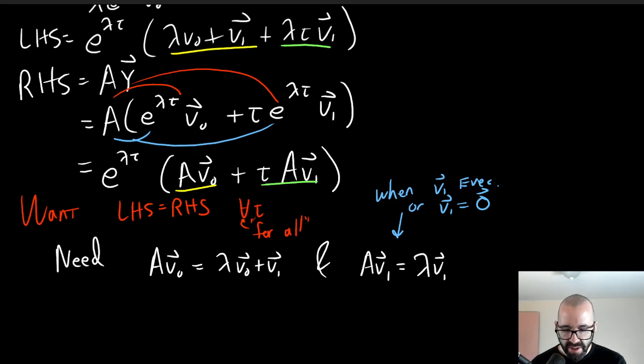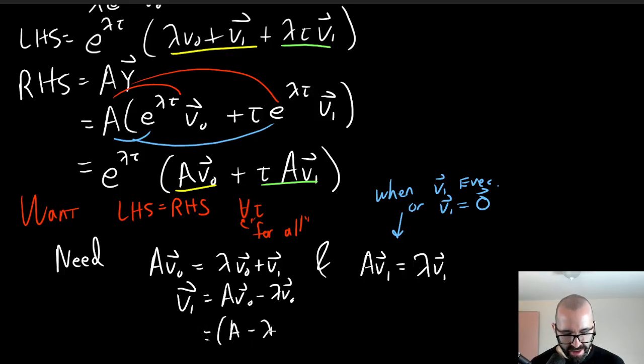If v1's an eigenvector, let's just move things around. If v1's an eigenvector, we know what it is. Let's solve for it. We get this. Ooh, can't we rewrite this a little bit? These are 2 vectors subtracting each other. This is A minus lambda I times v naught. So this is all we need.